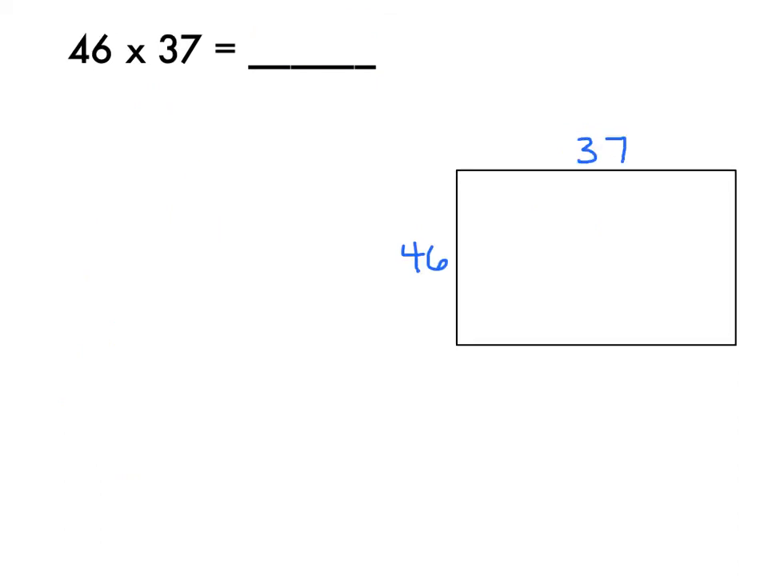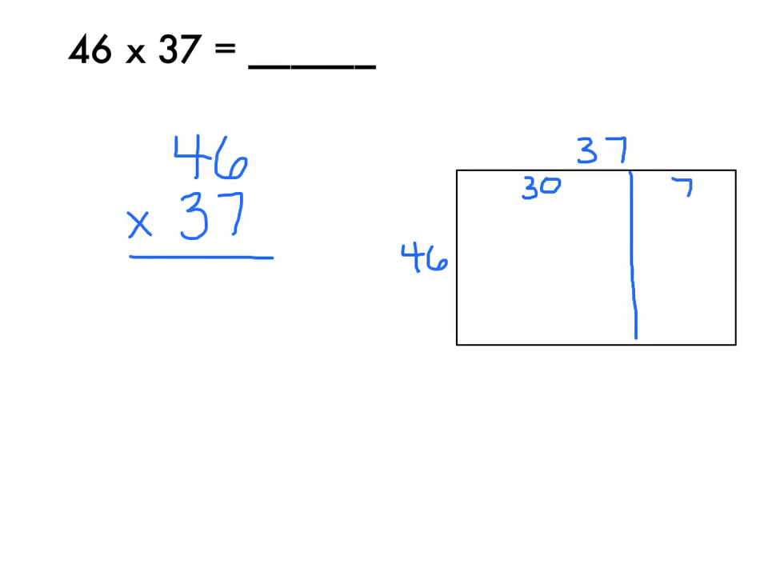One final problem, 46 times 37. So I'm going to start by writing this vertically, and I'm making sure that I'm lining up my 1s and my 10s. Now, remember that I'm going to be solving 46 times 7 and 46 times 30. Those are the two problems that I'm going to solve. So I'm going to show that right now in my array, that I'm going to be solving 46 times 30 and 46 times 7.